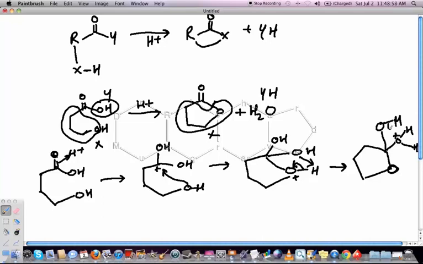And then we can reform the C double bond O and get rid of the leaving group, which forms our lactone and H2O, H+.